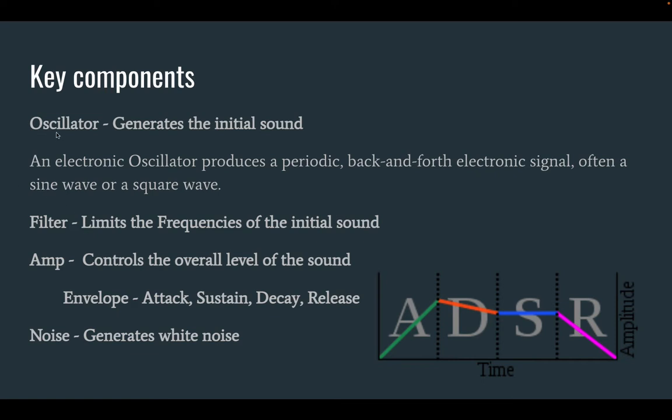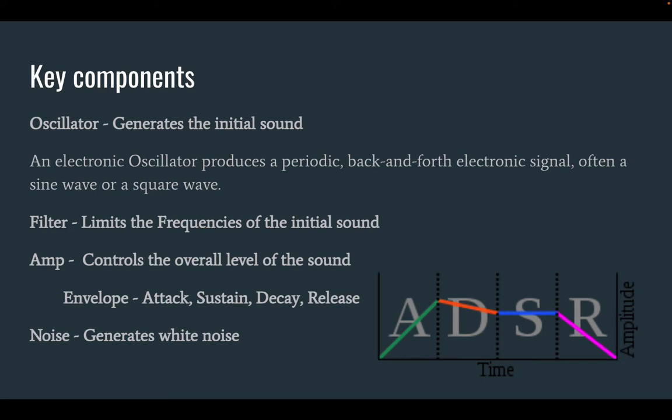All synthesizers, well, actually, there are different types of synthesizers. I'm speaking specifically about analog synthesizers right now. They all have something called an oscillator, at least one. Some of them have more than one, some have two or three. What they do is generate the sound. The definition of an oscillator is: an electronic oscillator produces a periodic, back and forth electronic signal, often a sine wave or square wave. So basically it just generates a sound. The non-musical definition of oscillator is basically something going back and forth.